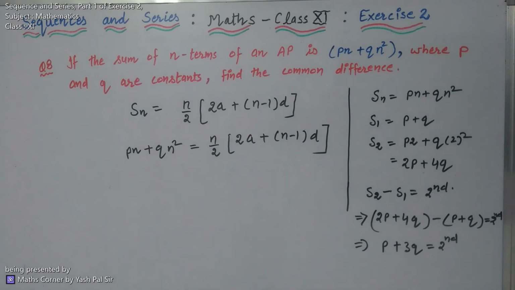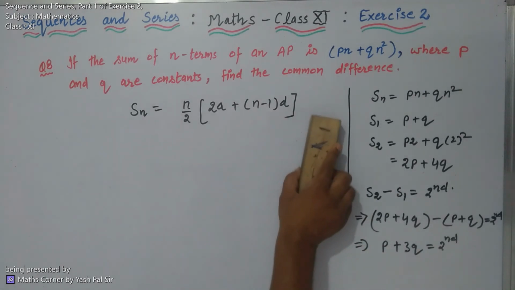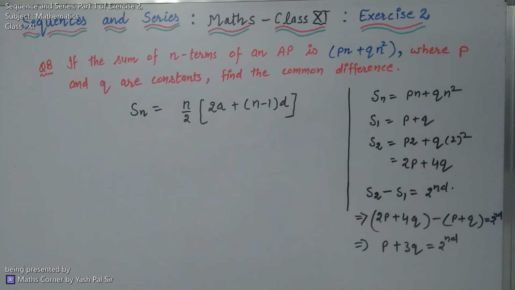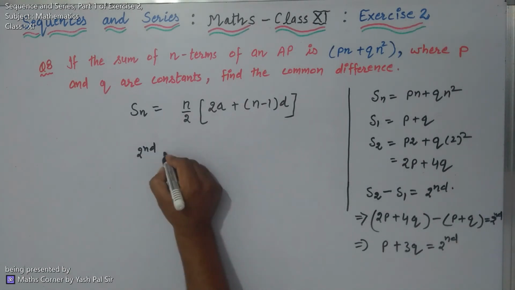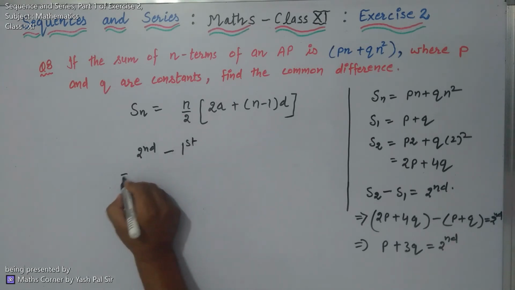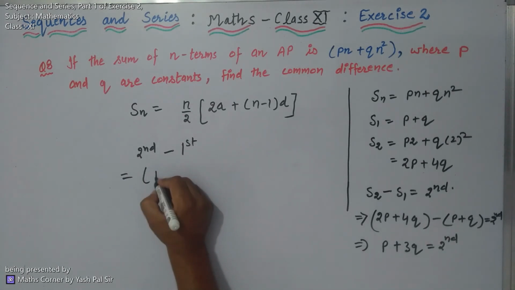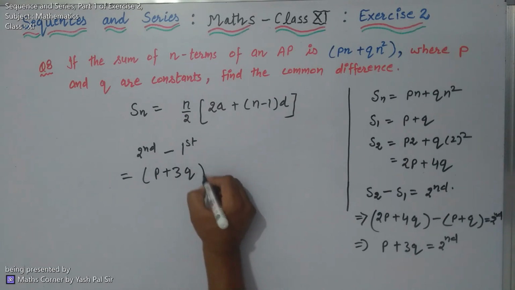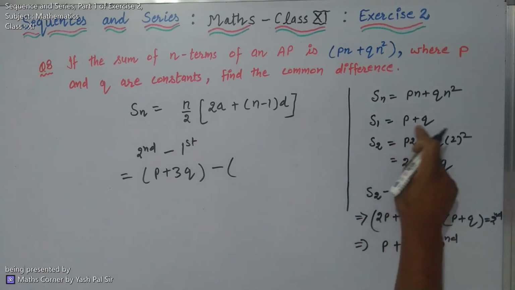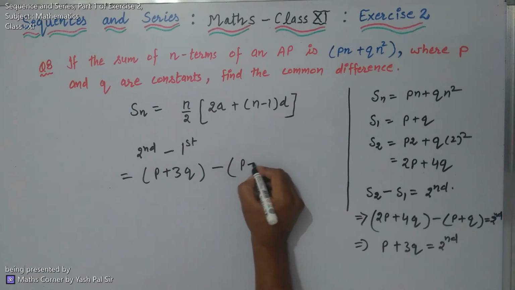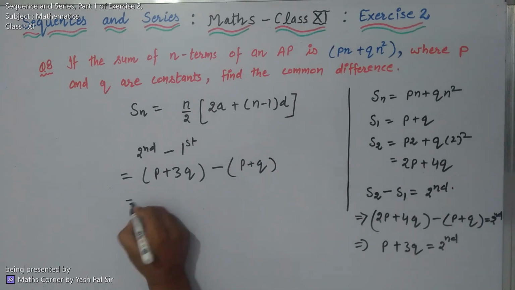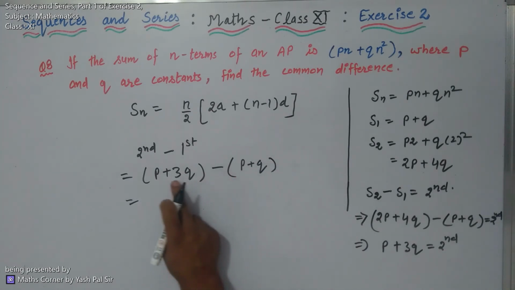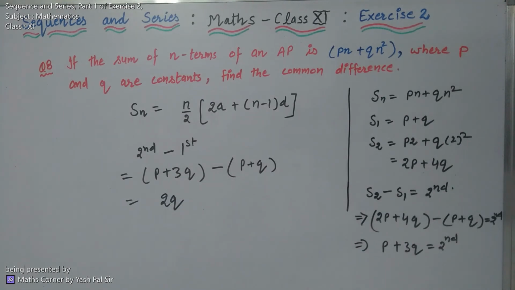Now find the common difference. Our question is to find the common difference. Common difference means second term minus first term. What is the second term? This is P plus 3Q, minus the first term, which is P plus Q. So P minus P cancelled, 3Q minus Q, 2Q is the common difference. Now coming to the next question.